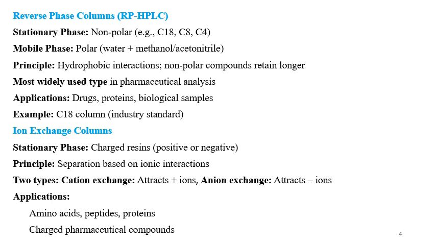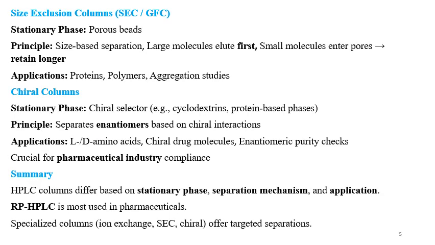Then ion exchange columns. The stationary phase is charged resins, with positive or negative charges. The principle is separation based on ionic interactions. Column types are cation exchange and anion exchange. Cation exchange attracts the positively charged ions and anion exchange attracts the negatively charged ions. Applications are amino acids, peptides, proteins, and charged pharmaceutical compounds. So this is regarding the ion exchange columns.